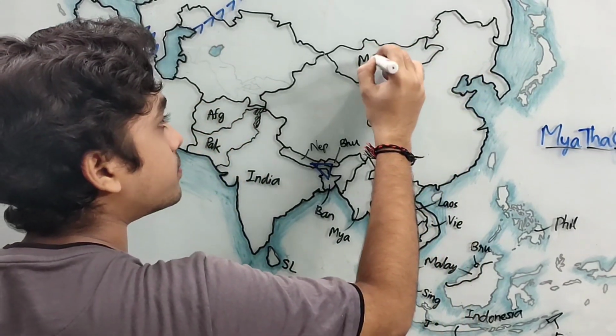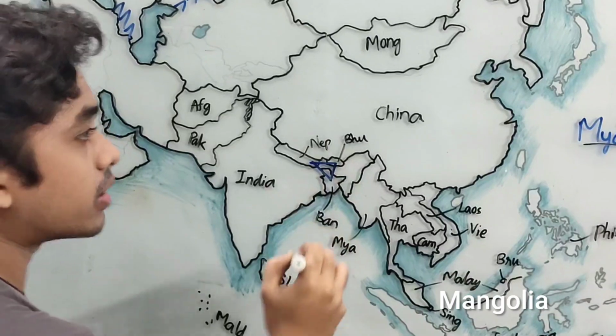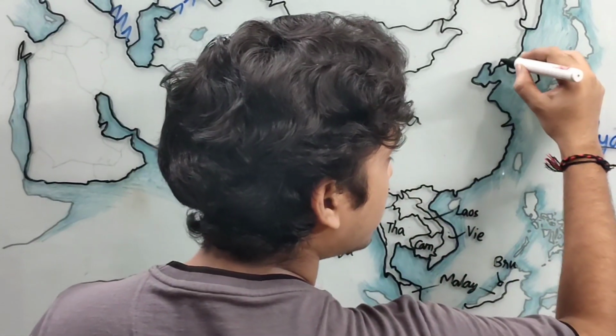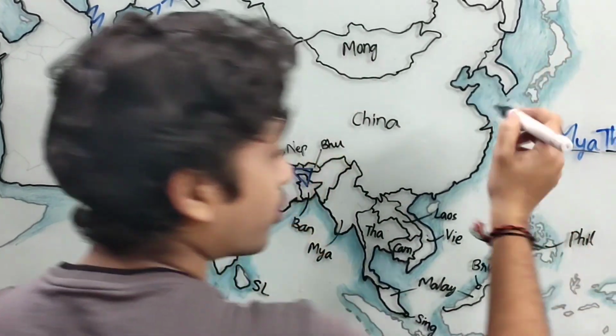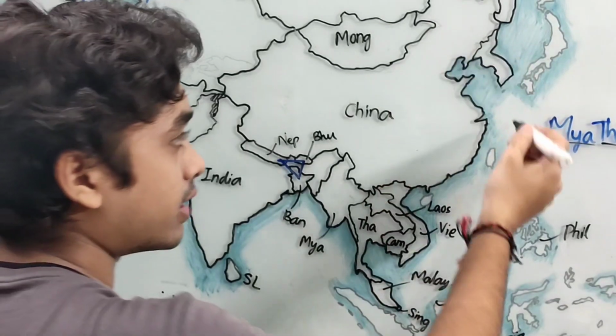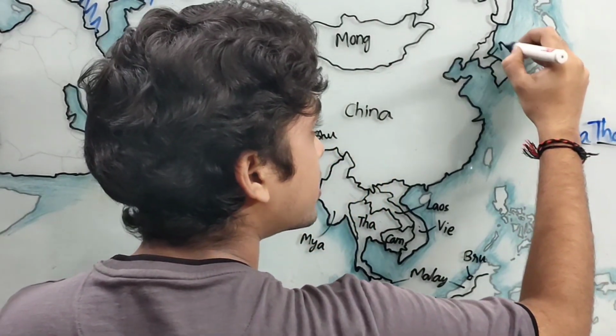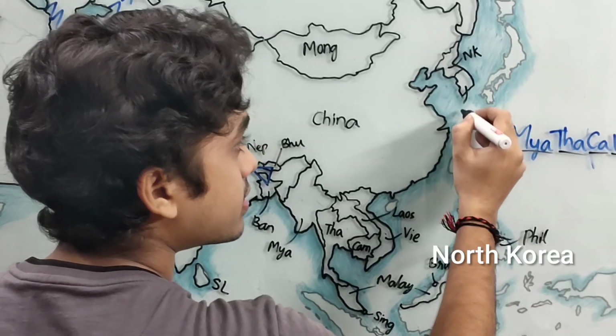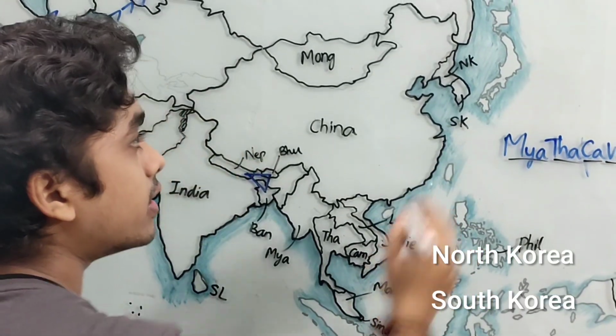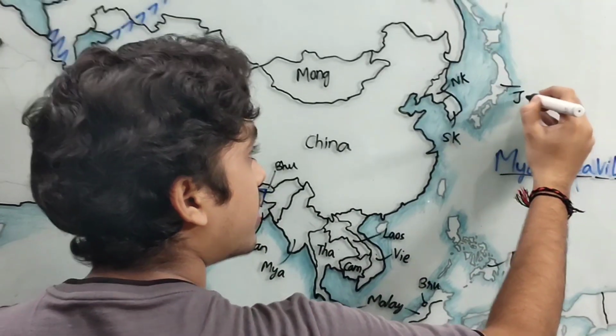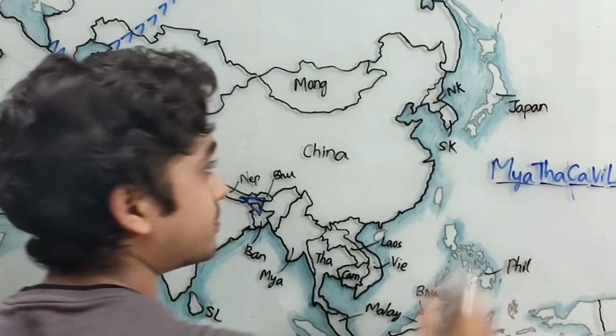This is Mongolia. Then we have this peninsula, the Korean peninsula. Before 1945 this was actually a single country, and after World War II it became two countries. This is North Korea and this is South Korea.